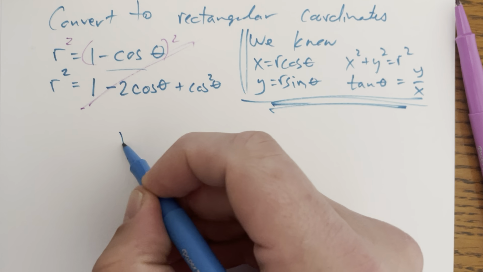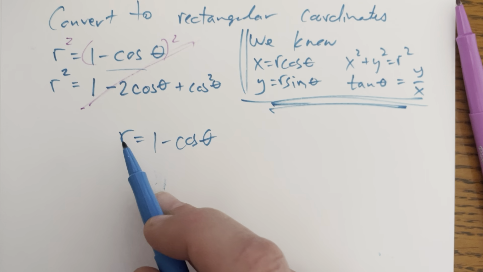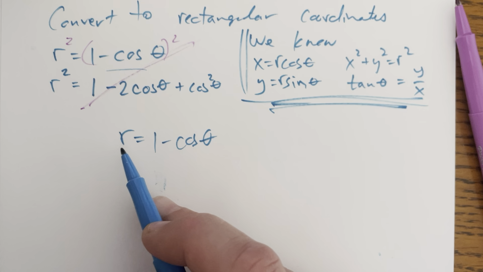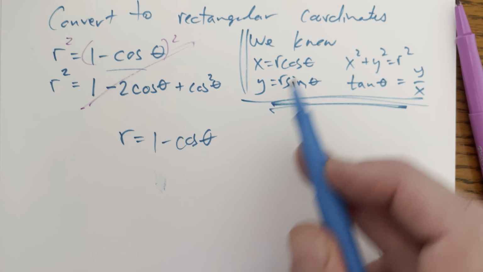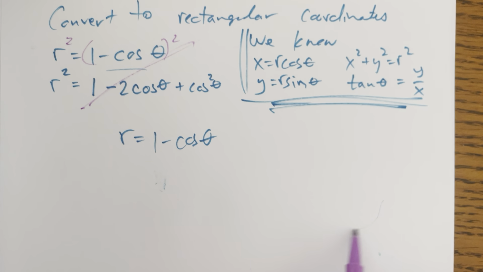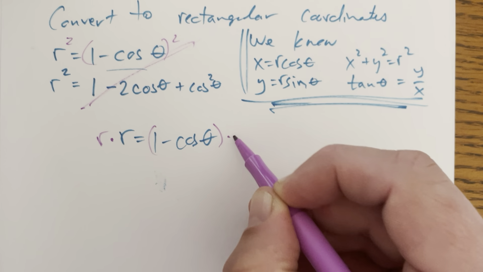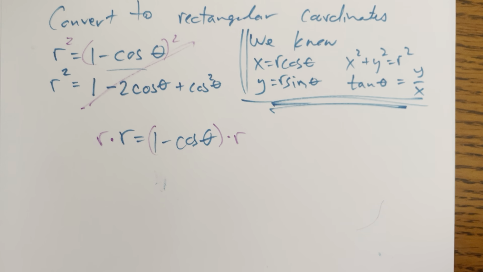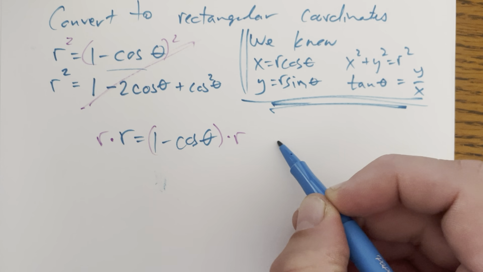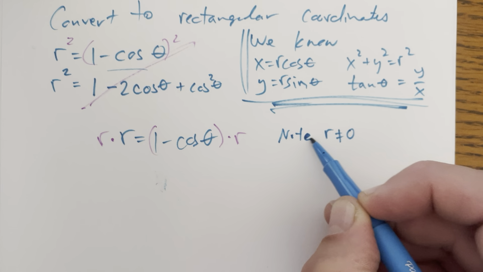So let's try something else. r equals 1 minus cosine theta. Well, I want r squared, and we can get r squared. That's not a problem. What else can we do? We also need this. Well, if we multiply both sides by r, as long as r is not 0, this is a legal move, right? So maybe we should note that r can't be 0.